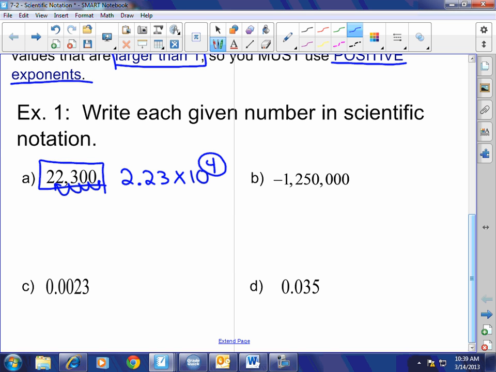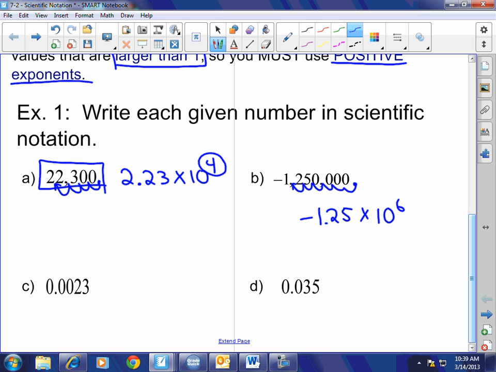Let's look at this one. It's a negative number, but we don't care about that. Is the absolute value of that number larger than 1? So whenever we have an absolute value that is larger than 1, I'm going to use positive exponents. So here's my decimal. I'm going to go 1, 2, 3, 4, 5, 6 to the left. So I've got negative 1.25 times 10 to the 6th.